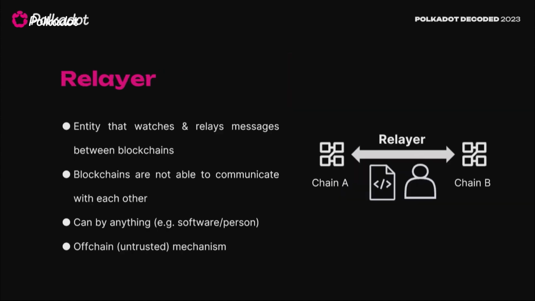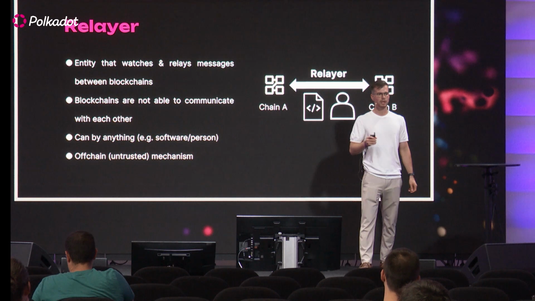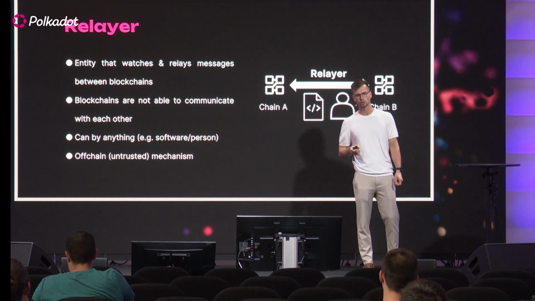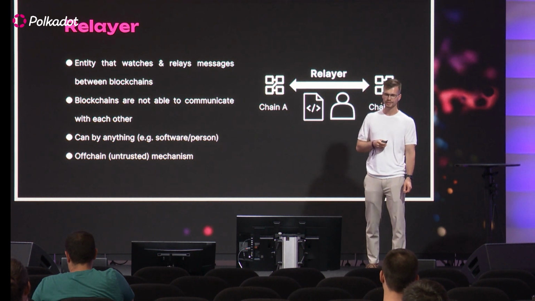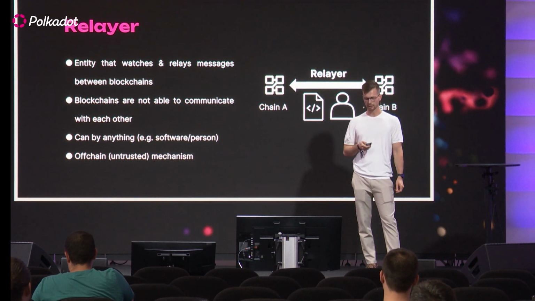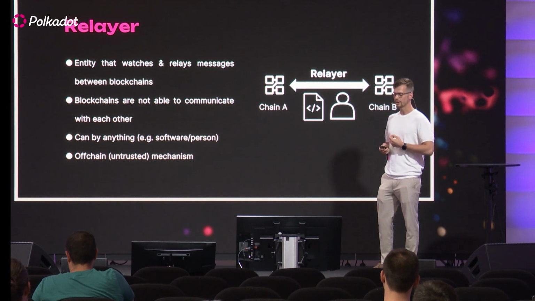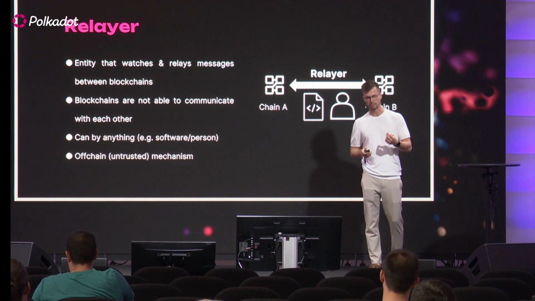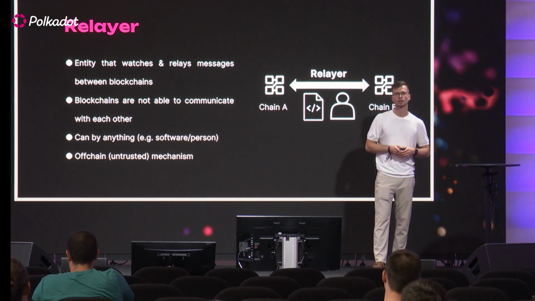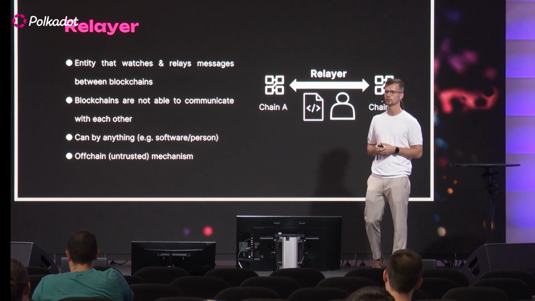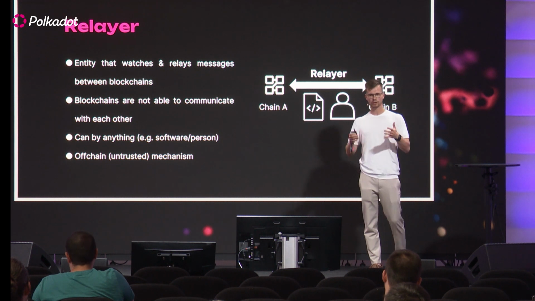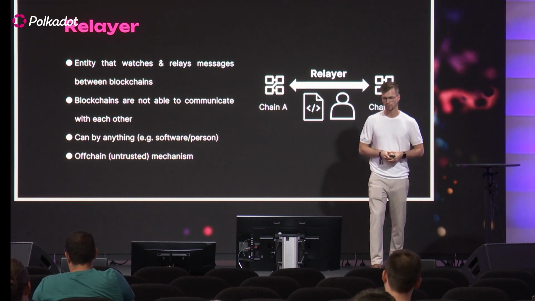Relayer. A relayer is an entity that watches and relays messages between two sovereign blockchains. We need relayers because blockchains are not able to communicate with each other. And a relayer can be anything. It can be software, it can be a person, it can be a piece of script, anything. Having said that, we may observe that it is an off-chain mechanism, an untrusted mechanism, but we don't need to care about it. The whole security is provided by the on-chain message verification that I already mentioned.